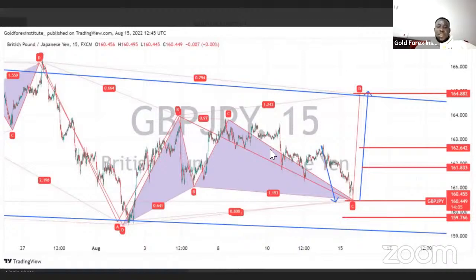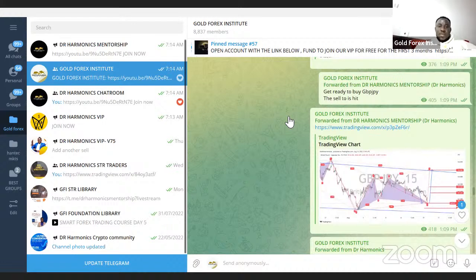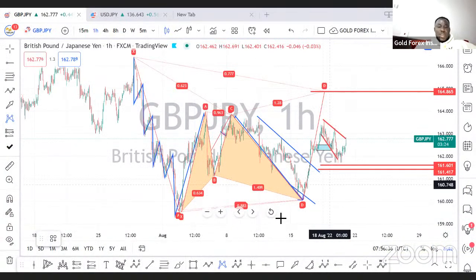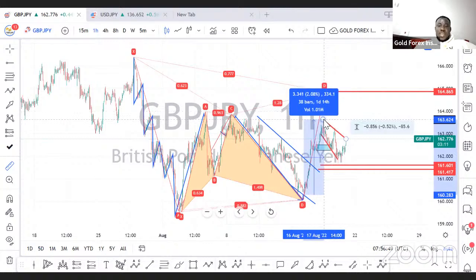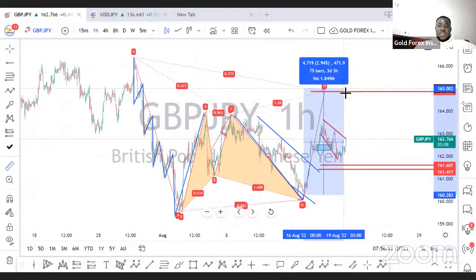Now, when it was coming down, we knew that it was coming here, and I showed you guys exactly where it's going to buy to the top. And that is what is happening now. We knew it was going to come here and buy all the way to the top. So if you had bought over here now, you would have been how many pips? From here to here is about 334 pips, and it's heading towards 461 pips.